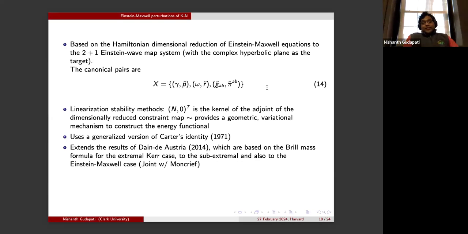Okay, so this idea of using Carter's identity from black hole uniqueness theorems is due to Dain and Dafermos, and in their work they constructed a positive definite energy for axially symmetric perturbations of extremal Kerr black holes, using the so-called Brill mass.